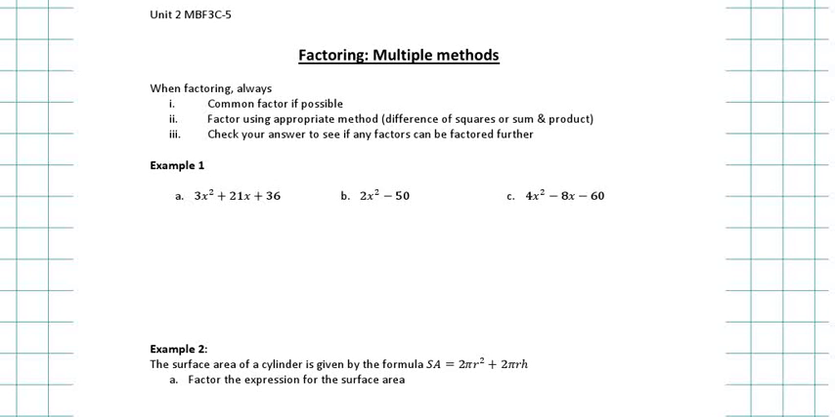Okay, so today we're going to do factoring, but we're going to do mixed factoring. Not only greatest common factor, not only difference of squares, not only sum and product, right? It could be a combination of two. So the question that you always have to ask yourself when you're asked to factor is: do I have a common factor? That's always the first question.